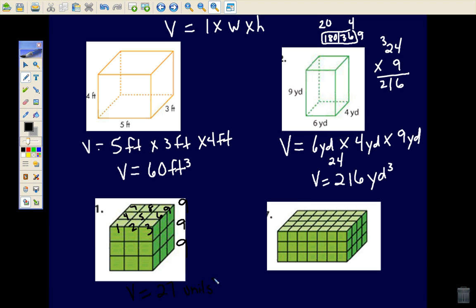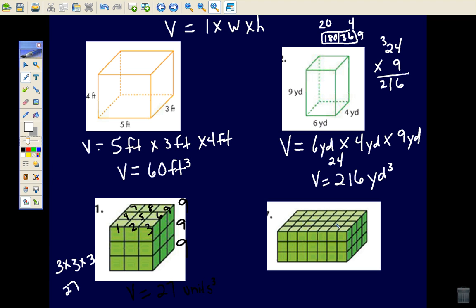So I put units with the little 3 because I don't know what those units are. They may be meters, they may be inches. It does not tell me. I can also use the formula on this one as well. I can say, okay, the length is 1, 2, 3. The width is 3. And the height is 3. 3 times 3 is 9. 9 times 3 is 27. I still get the same answer whether I just count the cubes or I use my formula.